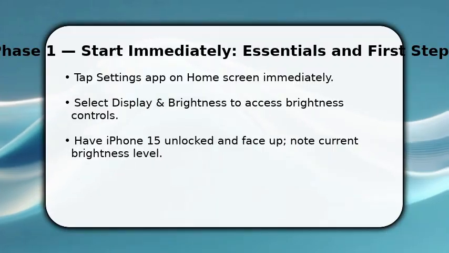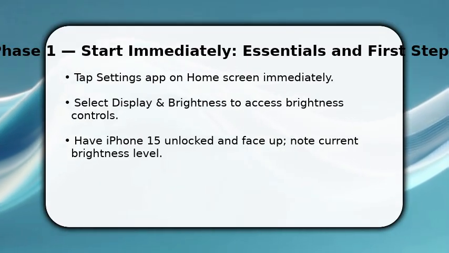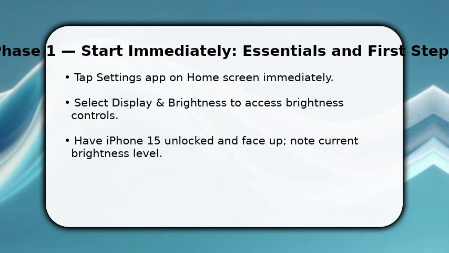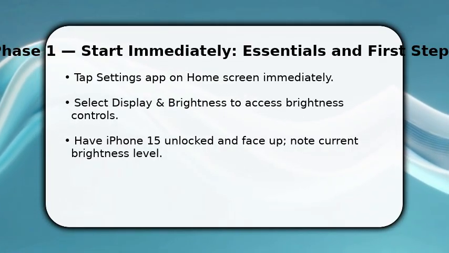You start by opening Settings and going straight to Display and Brightness. This is where Auto Brightness lives. Once done, glance at the displayed slider to note current brightness so you can compare.